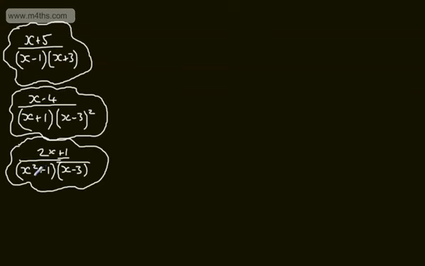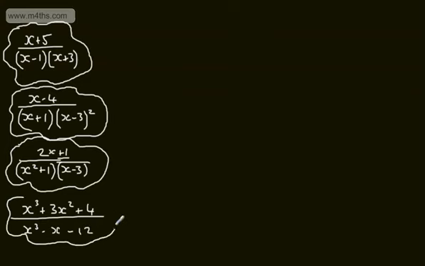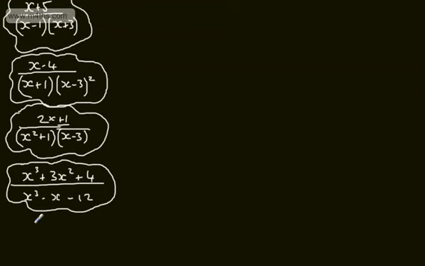The fourth sort were the improper fraction. That is that now the numerator is of at least the same degree as the denominator. An example might be (x cubed + 3x squared + 4) over (x cubed - x - 12). We can see now that the highest degree in the numerator is equal to that in the denominator. Therefore, it's improper and we'd use polynomial long division.